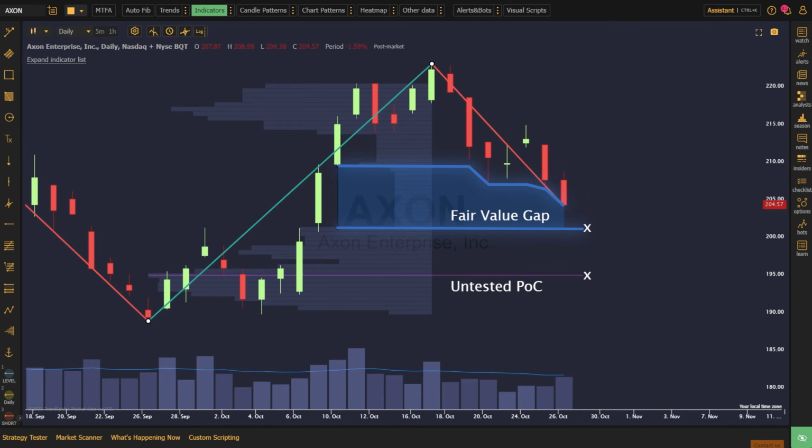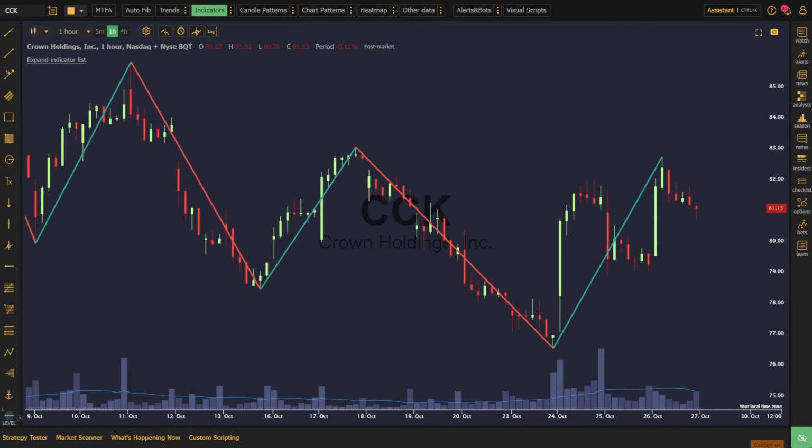If a fair value gap or order block or a previously untested point of control is present near this low, these can be both powerful magnets for price as well as low-risk places to enter long positions. The exact same concepts are true in downtrends.